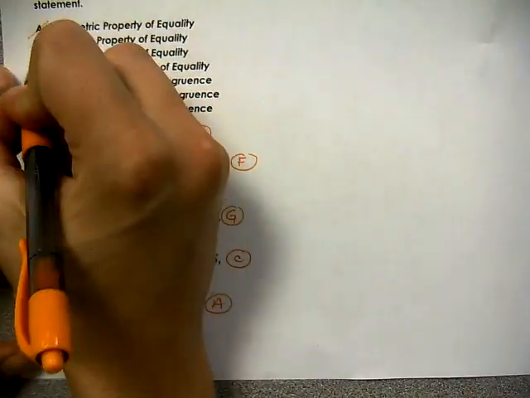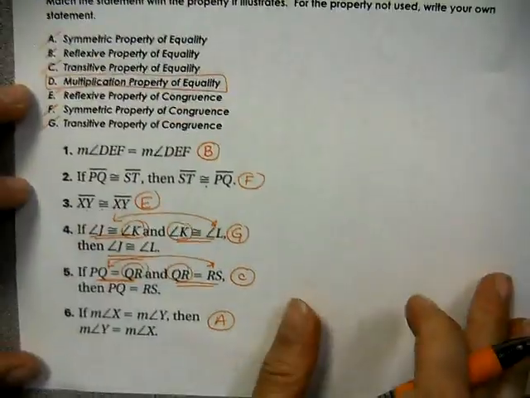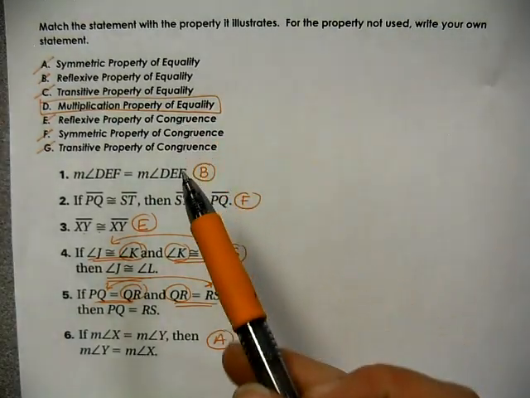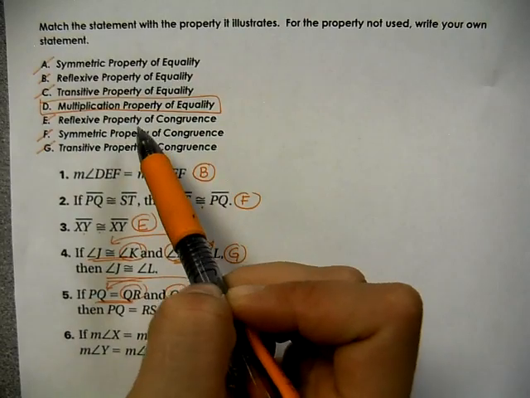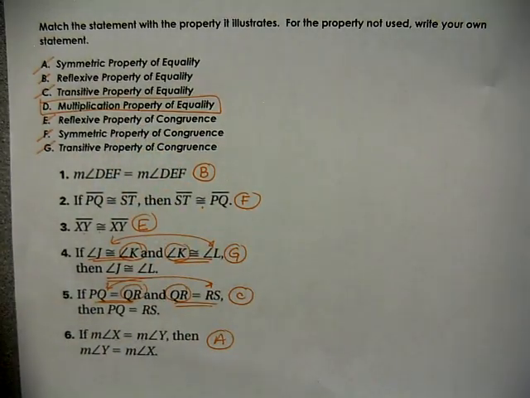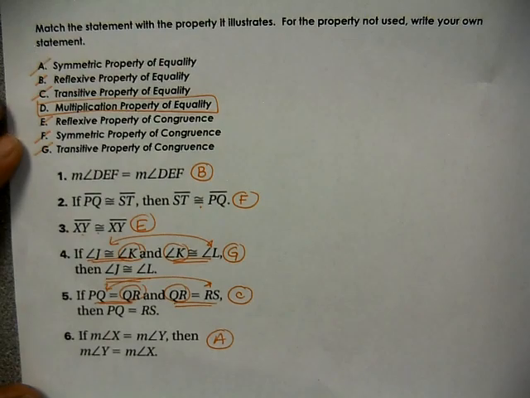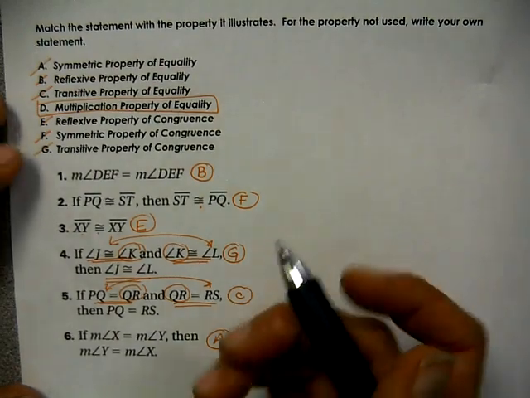So now the only one I have left is multiplication property of equality. So at this point, if you've not done so already, try and write a statement that would be showing or modeling the multiplication property of equality. All right, so what I remember is the multiplication property of equality says you can multiply both sides of an equation by the same number. So you have a lot of different possibilities here.